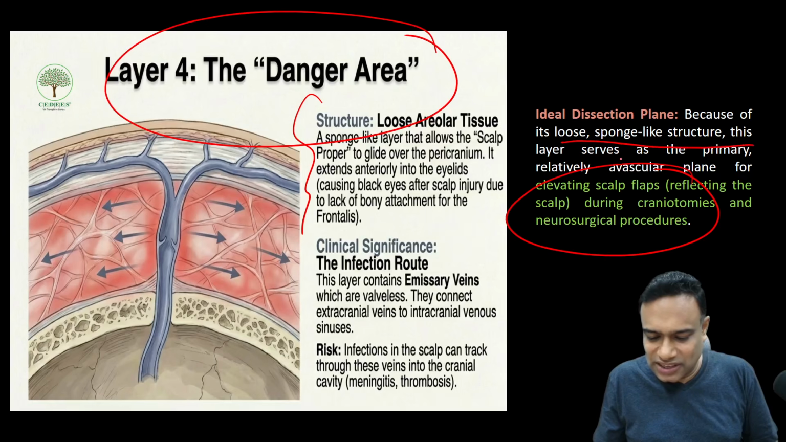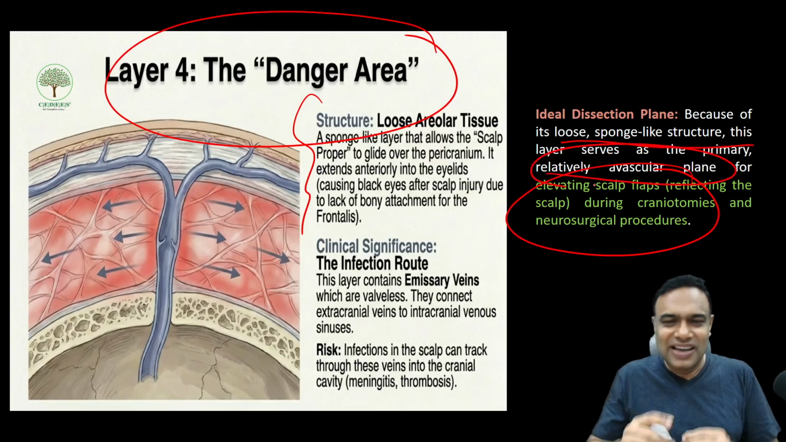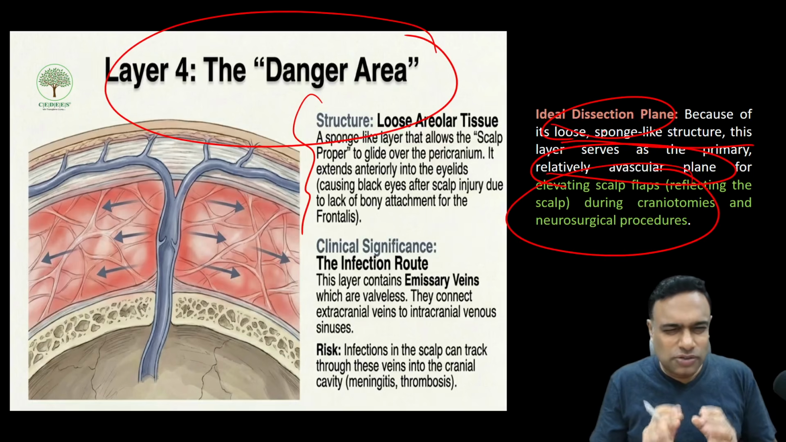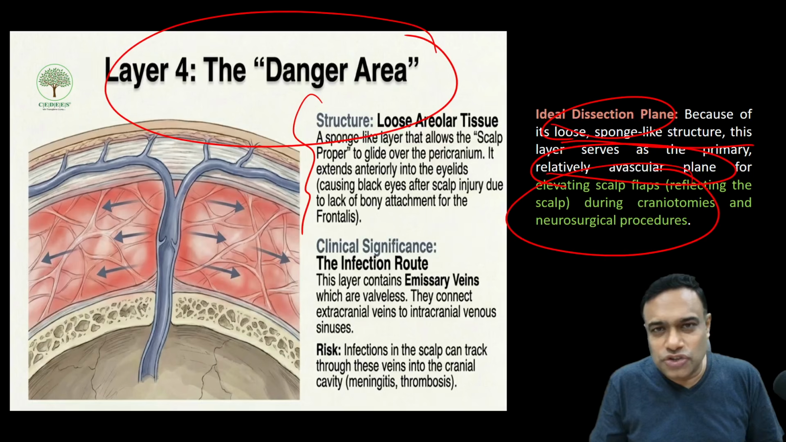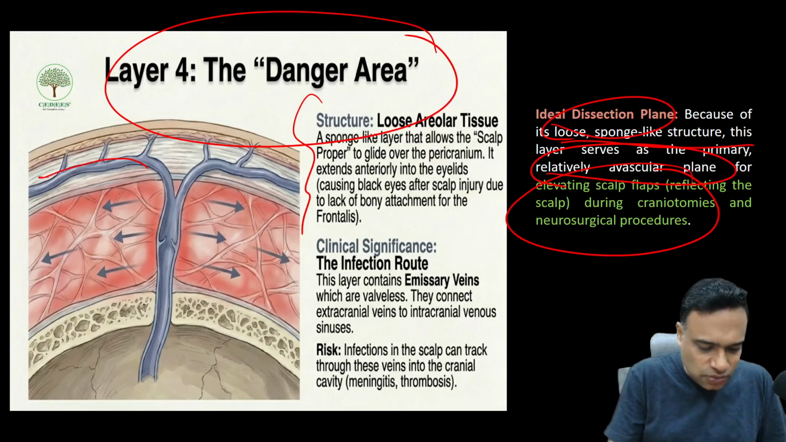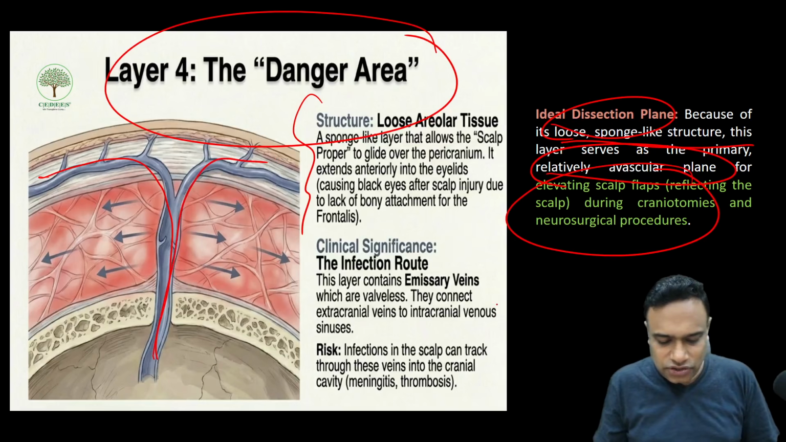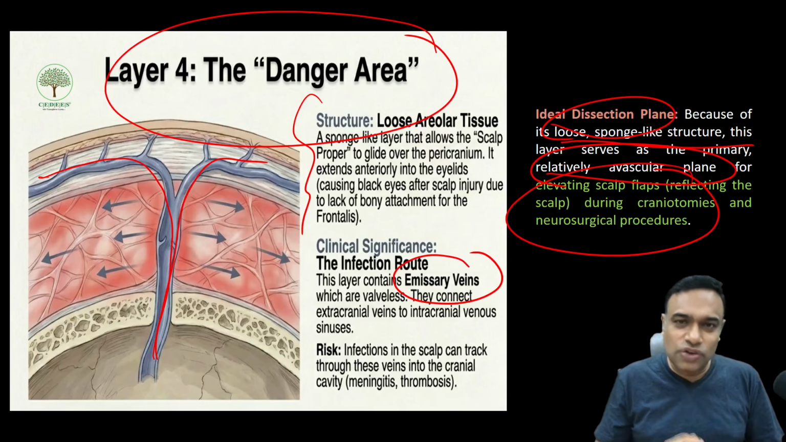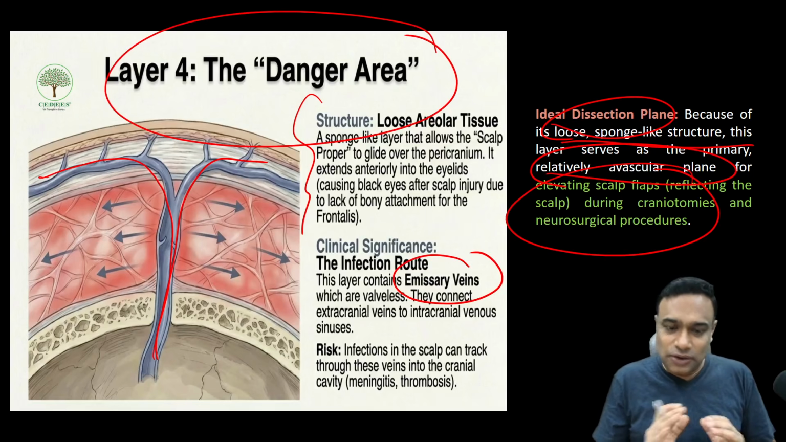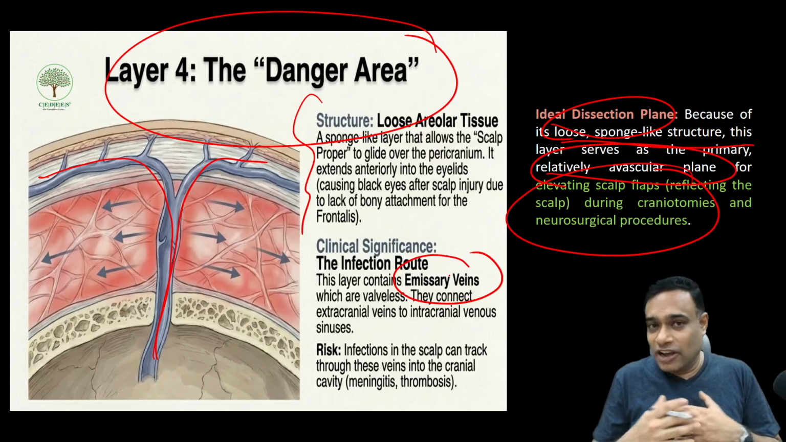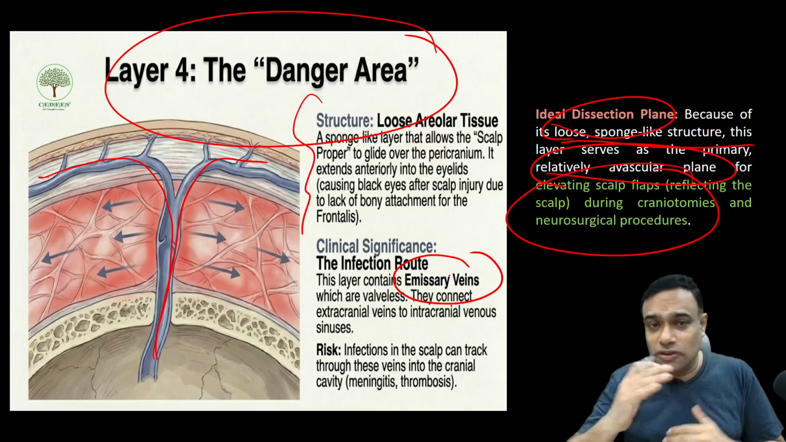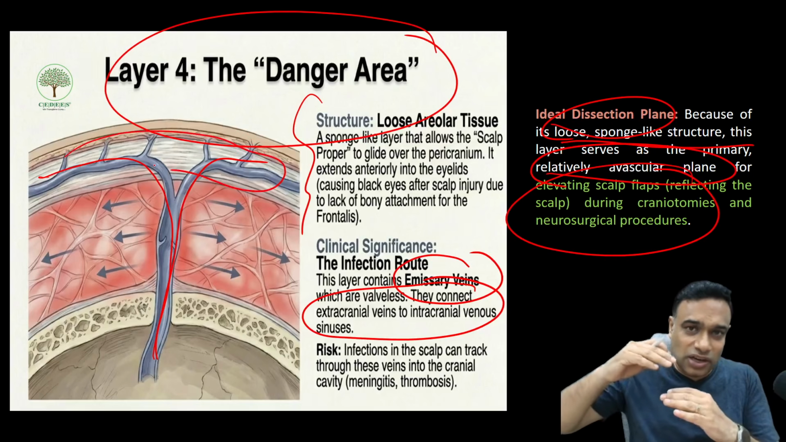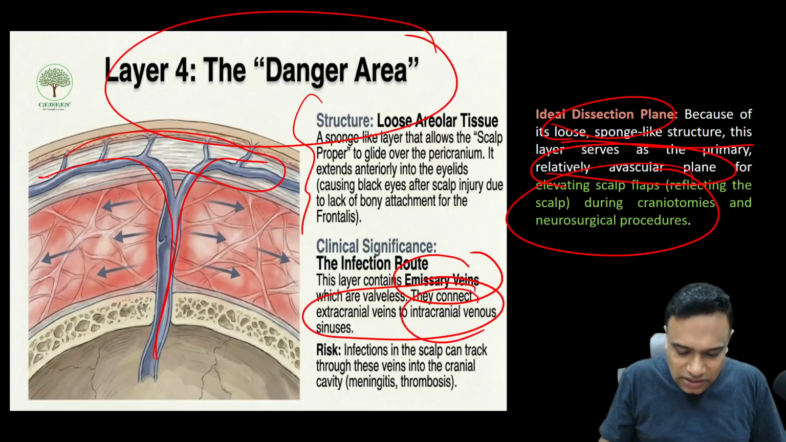Loose, sponge-like structure, a relatively avascular plane. It's very important and very ideal for dissection, for craniotomies and all that. So please remember that. Now the loose areolar tissue is called the danger area because you see these vessels here. These are your emissary veins. You have the emissary veins and the diploic veins, but these emissary veins are valveless, meaning they allow bidirectional flow of blood. They connect your extracranial veins, lying outside your cranium, to your intracranial venous sinuses.